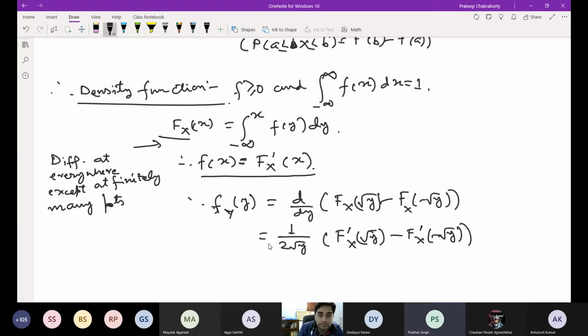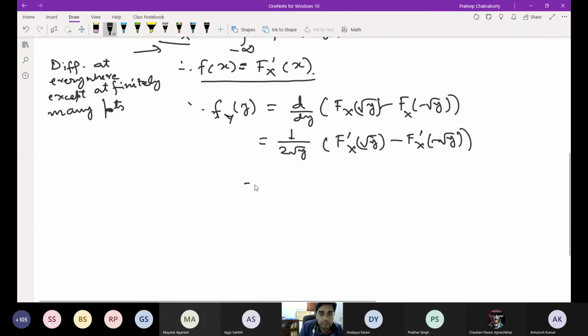So this is actually some variable change. I'm sorry, we have to take the derivative of both sides, so this will be a function of y. Just one second.